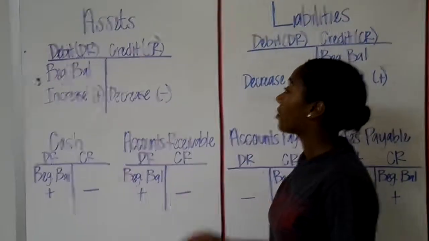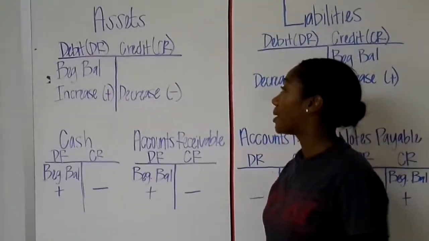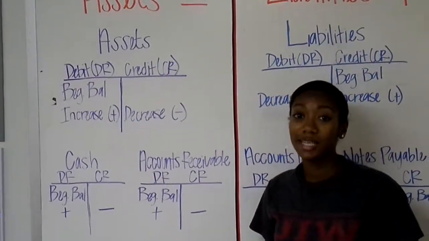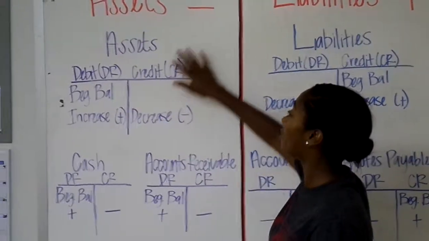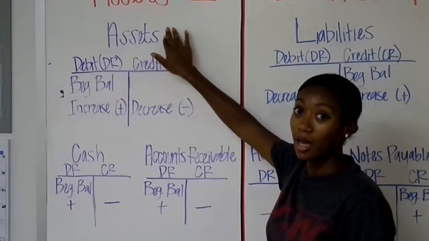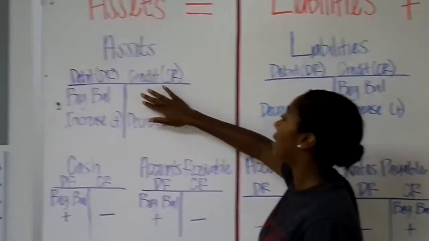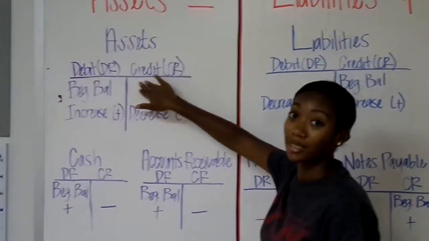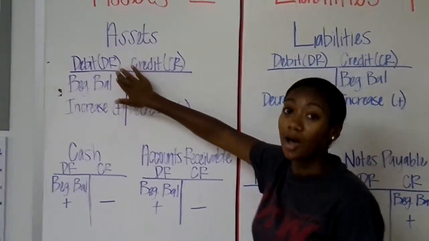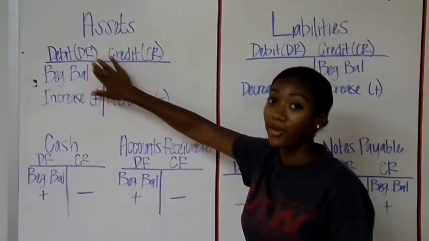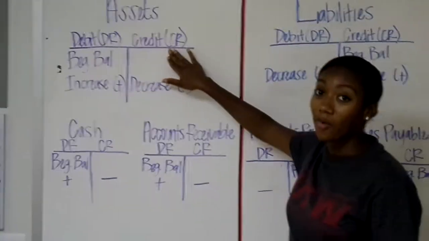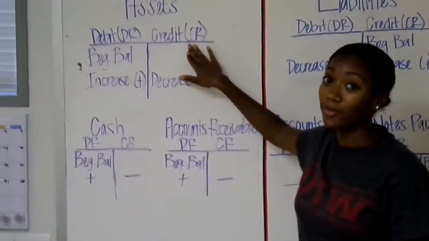Before we get started with assets, there are some general things that you need to know about T accounts. T accounts usually have the account's name up at the top, and then they have a debit and a credit side. The debit side is always on the left side of the T account, and the credit side is always on the right side of the T account.